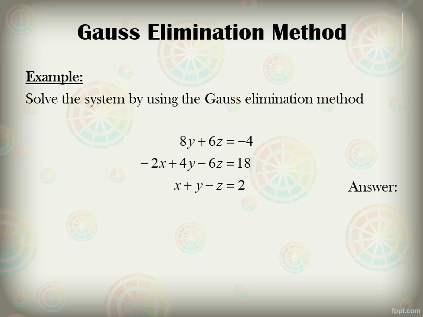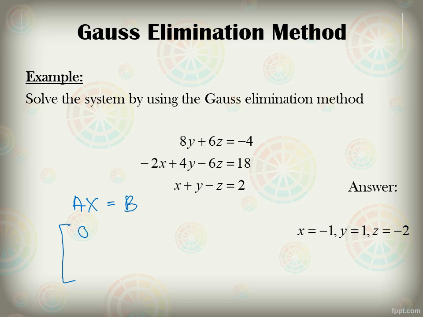Okay, for this example, we're still using the same example. It is to show you that no matter which methods you choose to solve the system of linear equations, you should get the same answer. You should get the same answer. Alright. So once again, we write our system into matrix form.